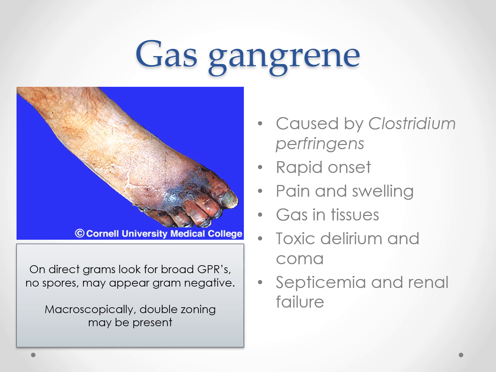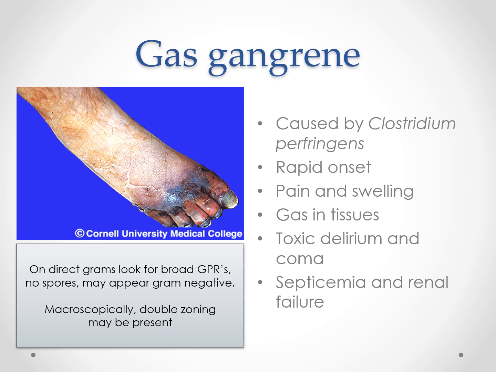The first one I want to talk about is gas gangrene, and this is caused by Clostridium perfringens. Clostridium perfringens is found in the gastrointestinal tract of mammals and also in the environment and in the soil. One of the virulence factors of Clostridium perfringens is an exotoxin known as perfringolysin O, and this allows the organism to elude macrophages. Gas gangrene usually has a rapid onset, and there is pain and swelling at the infection site.